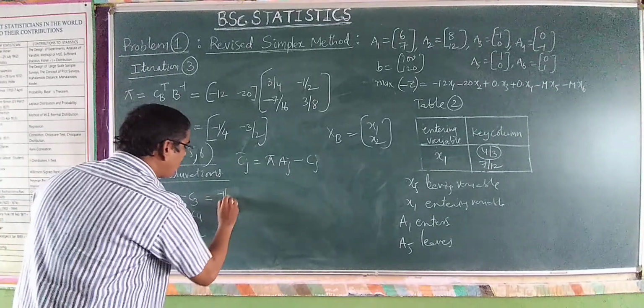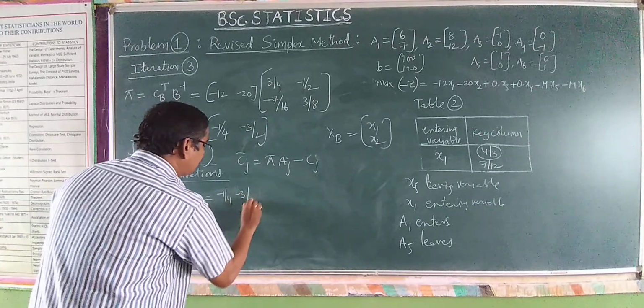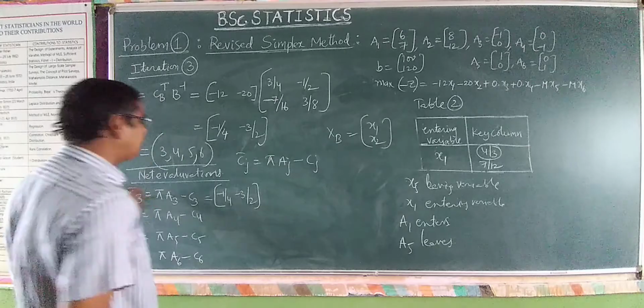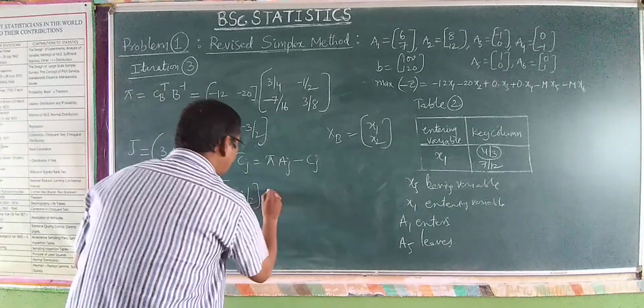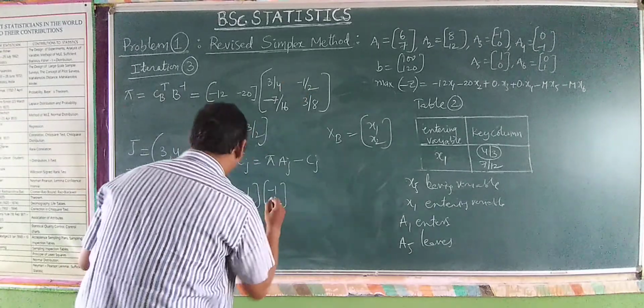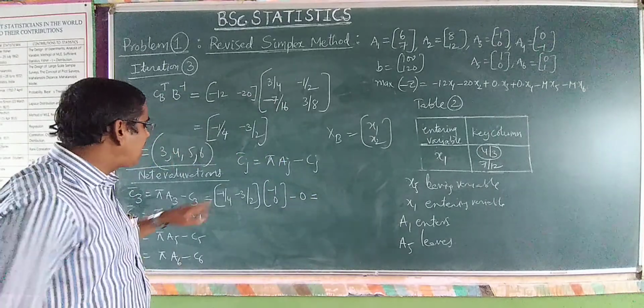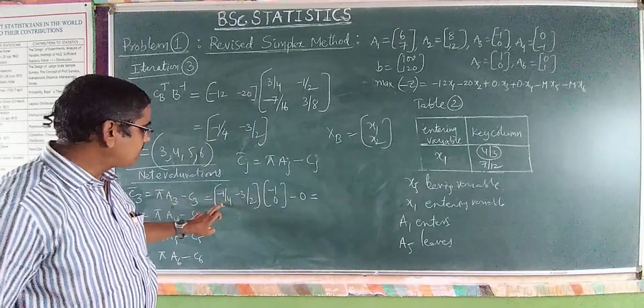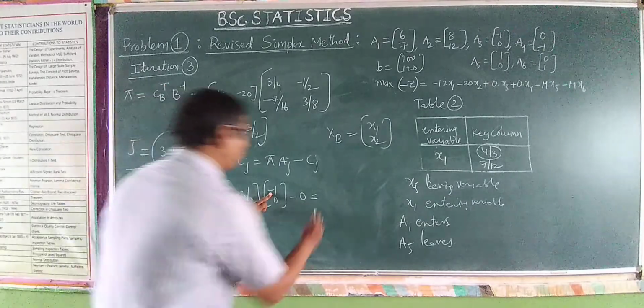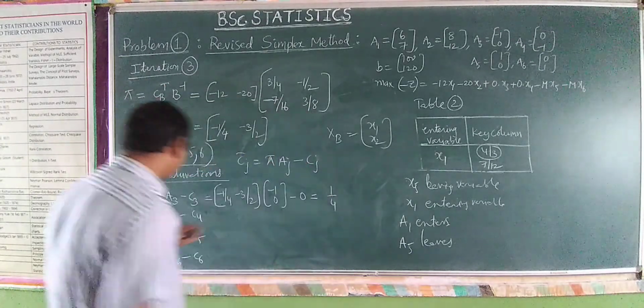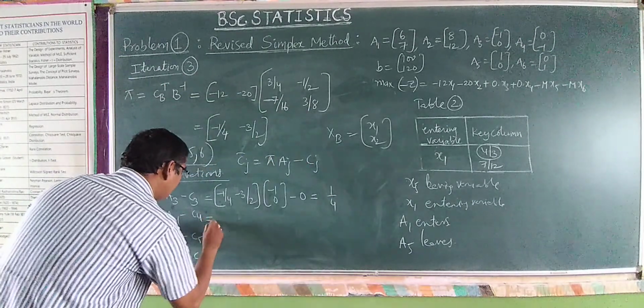Minus 1 by 4 and minus 3 by 2 multiplied by, what is A3? A3 is minus 1, 0, multiplied, and the cost is 0. You calculate the value. Only one value, minus of minus. Minus 1 by 4 into minus 1 plus 1 by 4, that's all. Remaining zeros.